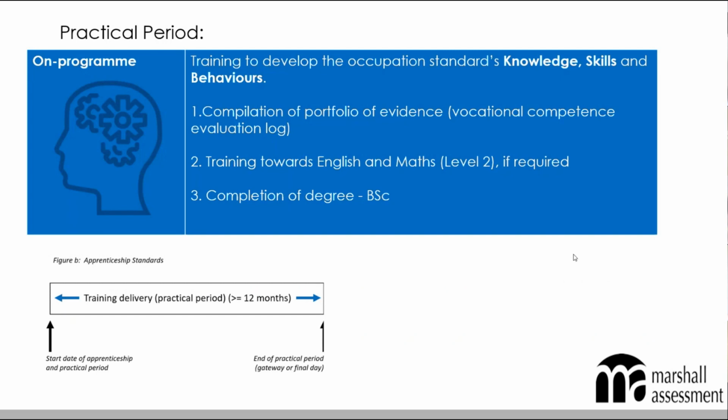Okay, so we've kind of covered this, so I'll move through this quite quickly. So that large phase, the on-program or the practical period, the learner has to demonstrate that they've completed their knowledge, skills and behaviours. That will be via what we call a competence log, where all of the knowledge, skills and behaviours are listed, and there'll be evidence against each K, each S and each B. They have to demonstrate that they've got English and maths at grade 4 GCSE or functional skills before they can exit the programme. And of course, they need to have completed their BSc. So that takes us to Gateway.